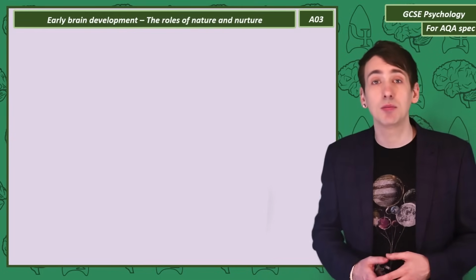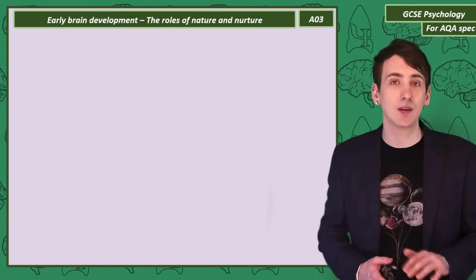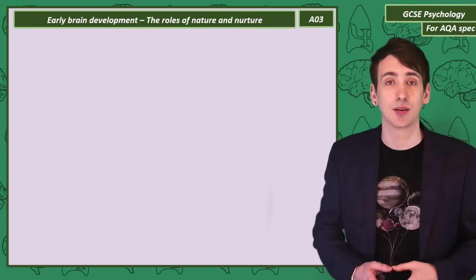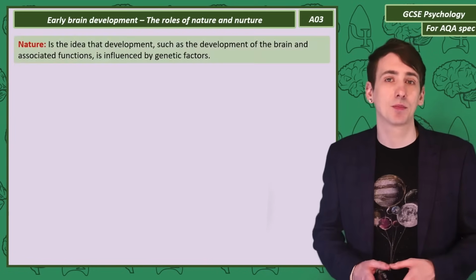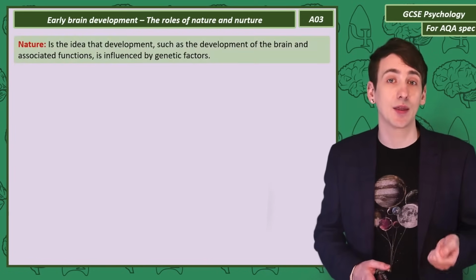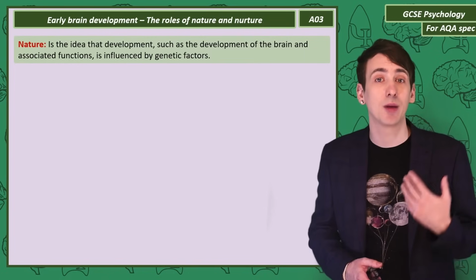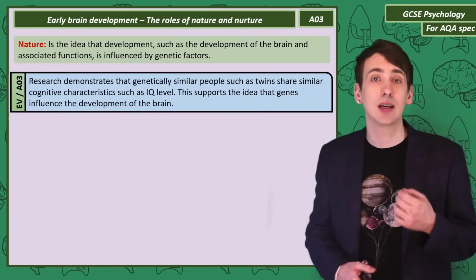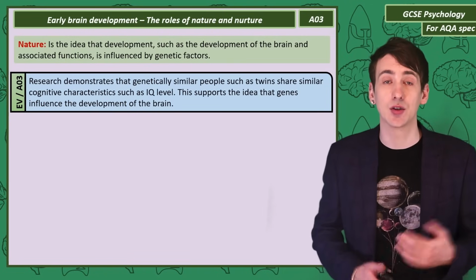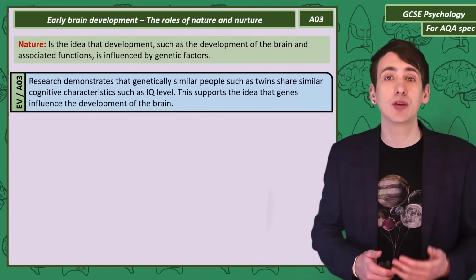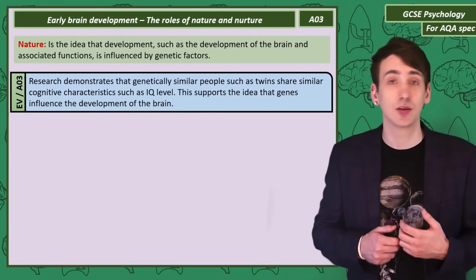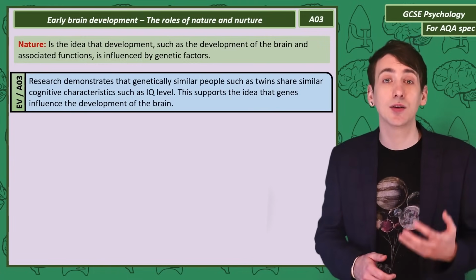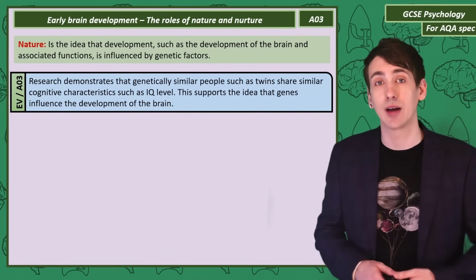So, brain development, like most things in psychology, is determined by a combination of nature and nurture factors. So what do I mean by that? Well, nature is the idea that brain development is influenced by inherited genetic factors. We do have evidence that genes can even influence factors of the brain such as intelligence, with research showing that people who share genes, such as twins, have similar IQ levels. This suggests the inheritance of genes that code for brain development.